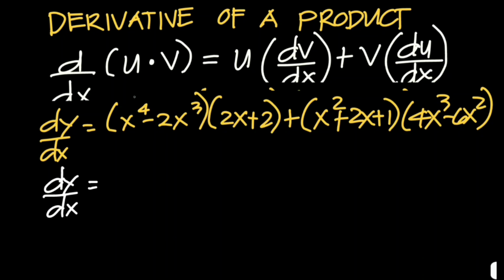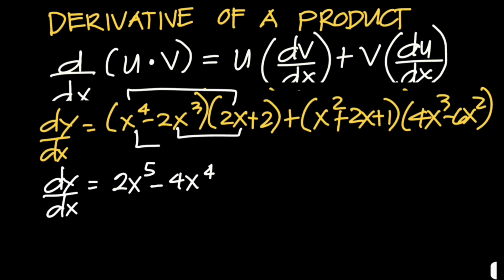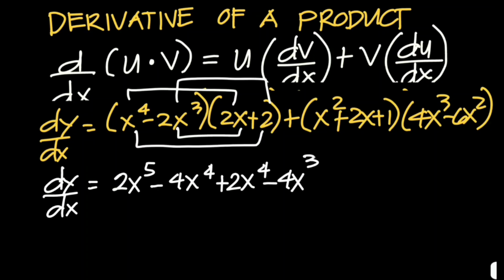Alright, then we multiply this one, x to the fourth times 2x, so that is 2x to the fifth. Then negative 2x cubed times 2x is negative 4x to the fourth. Then x to the fourth times 2 is plus 2x to the fourth. Then negative 2x cubed times 2 is negative 4x cubed. Then we have this one. All right, so we multiply each of the terms.